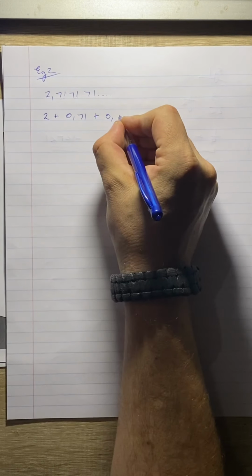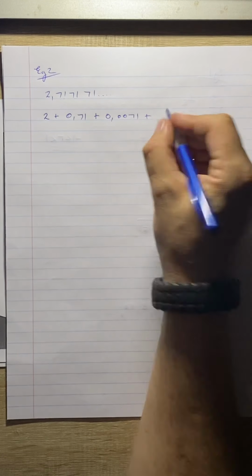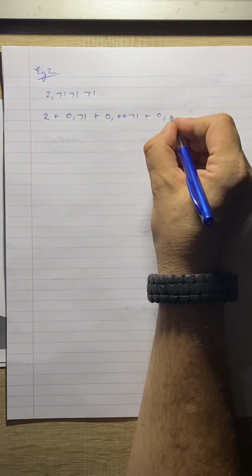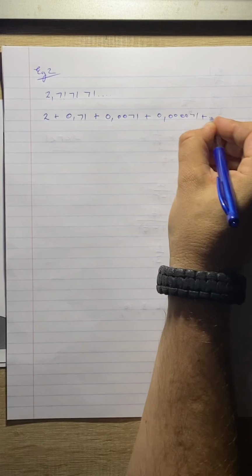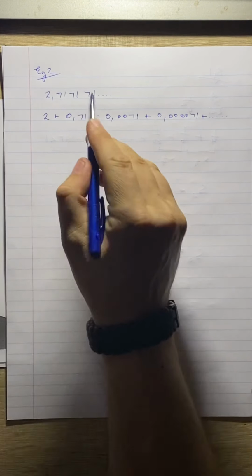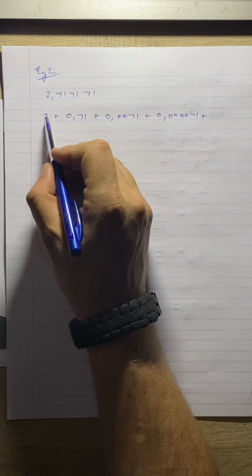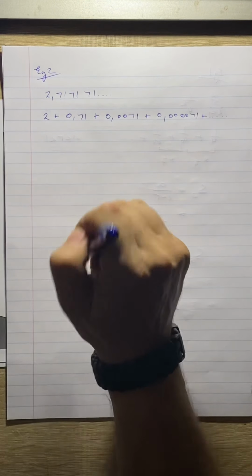So this is going to be 0.0071 plus, and I can do the next one, 0.000071 plus, and that carries on indefinitely. Okay, so what I can see here is, this is not really part of the pattern, so I'll just have 2 plus something at the end.